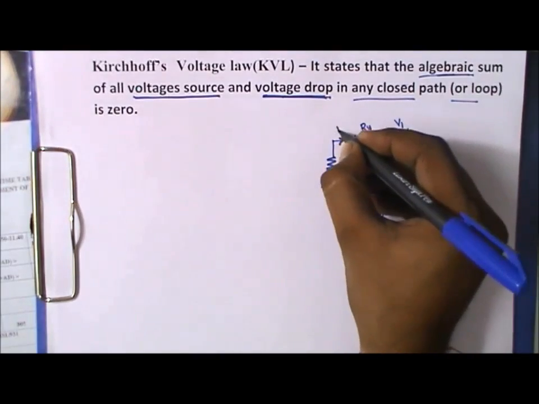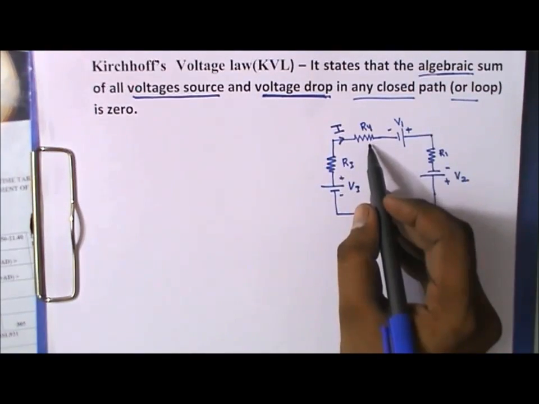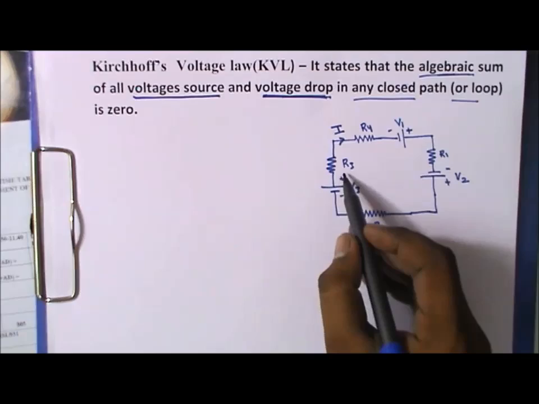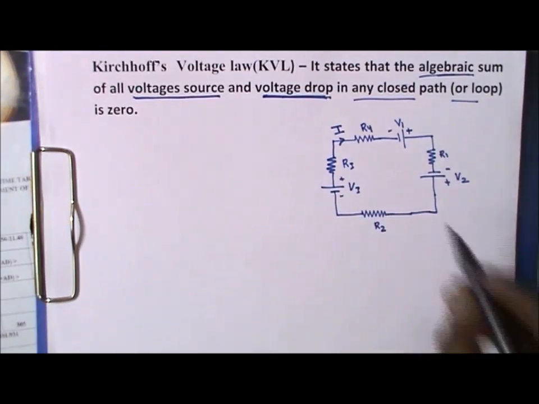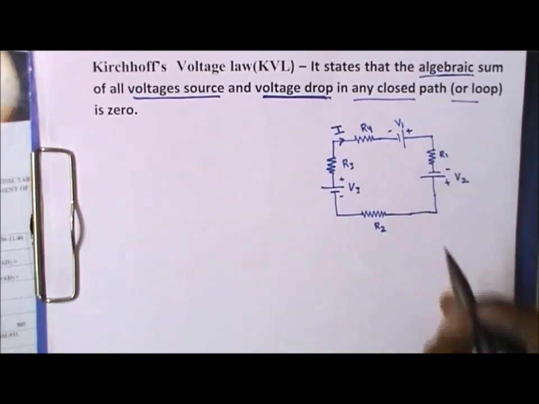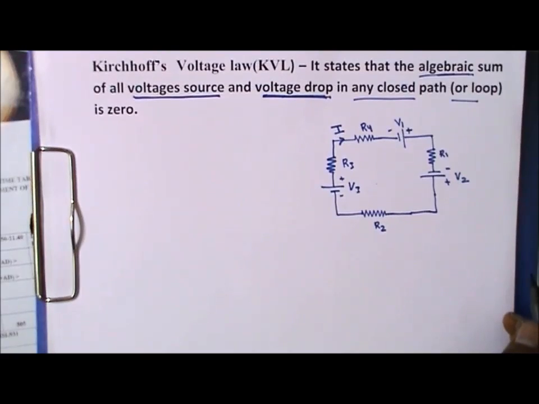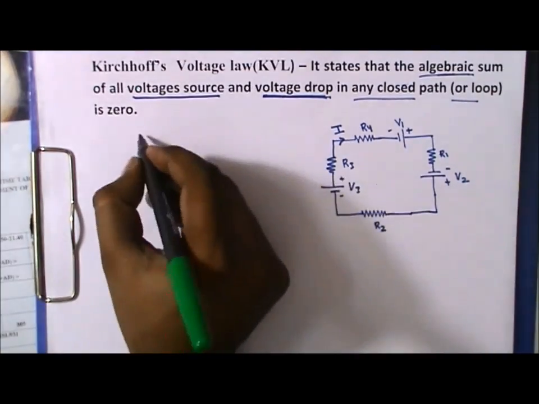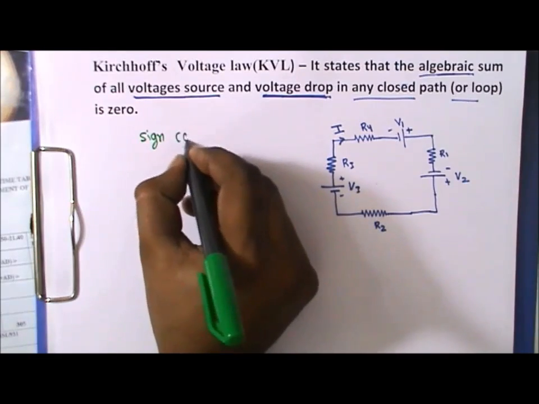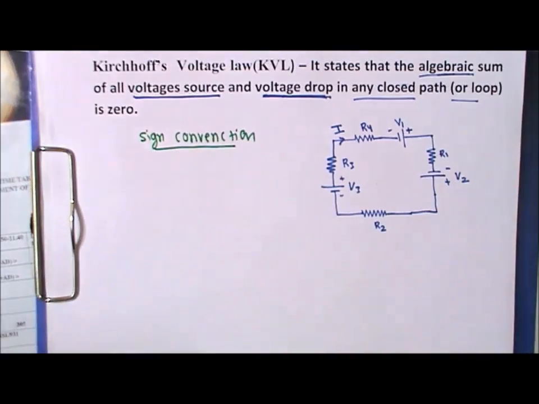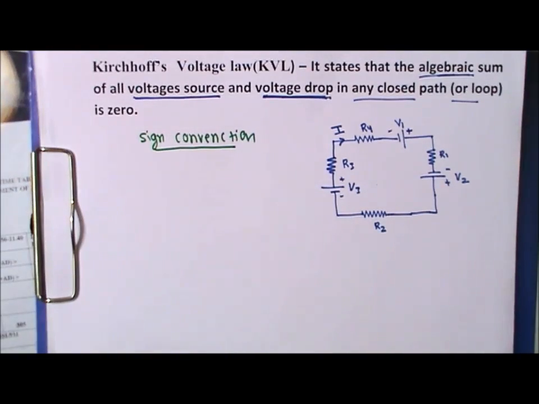Let us suppose there is a current I. So I into R4 is a voltage drop, I into R1 is a voltage drop, I into R2 is a voltage drop, and I into R3 is also a voltage drop. The algebraic sum of all the voltage sources and the voltage drops should be equal to 0. So we have to write equations with the help of this law. Before writing it we have to follow some sign convention. Sign convention means that in order to write the equations we have to follow some basic signs.